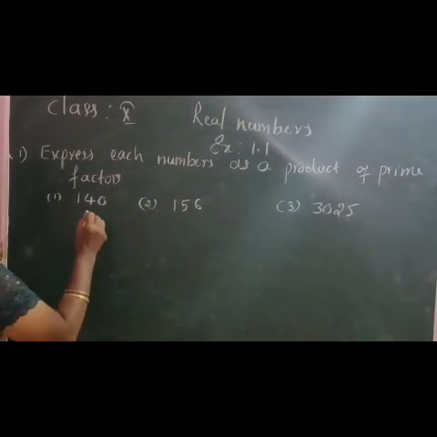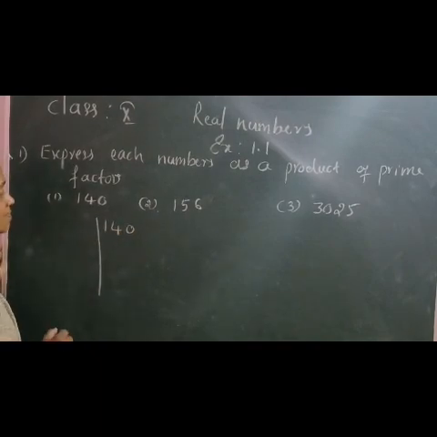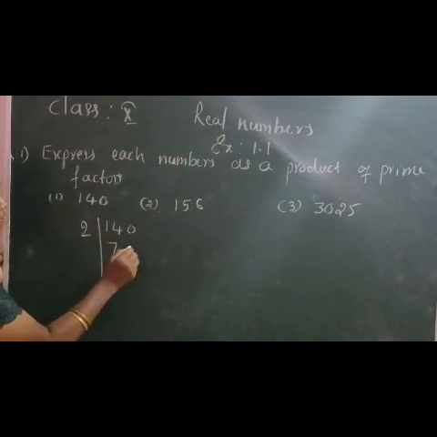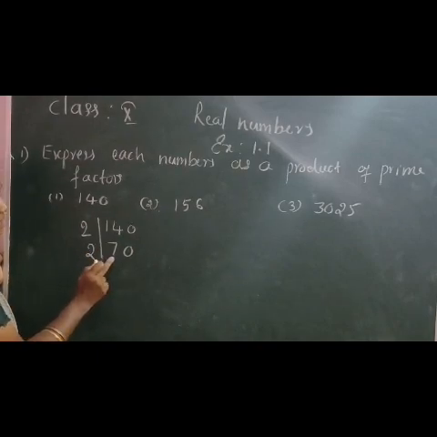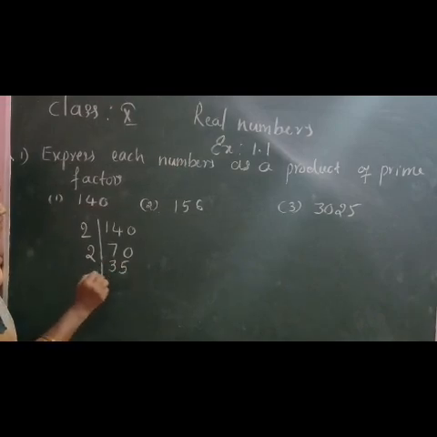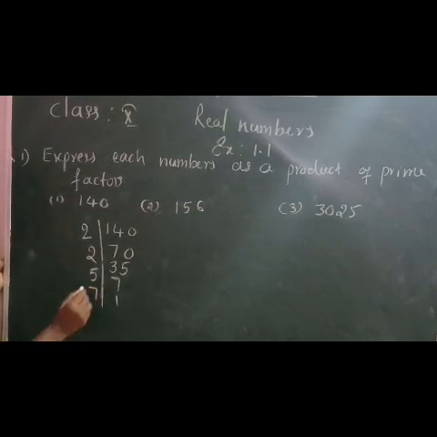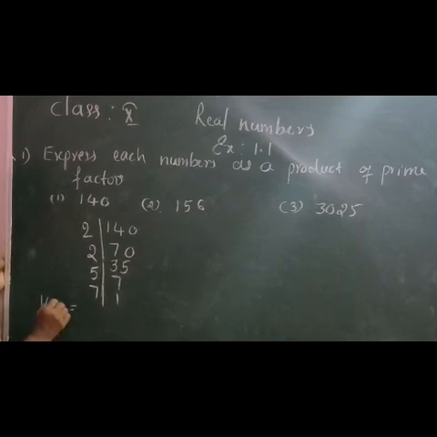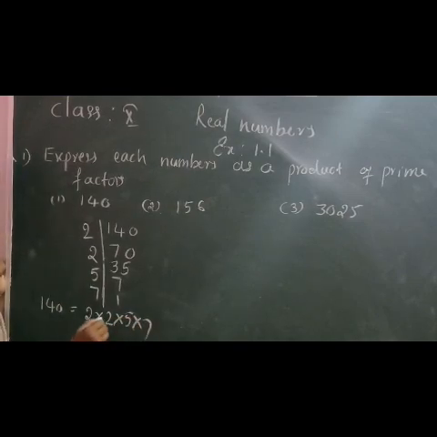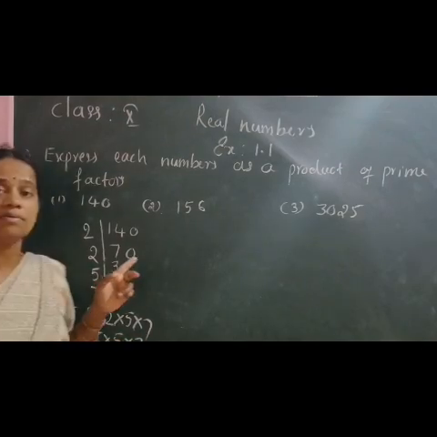So let us start here. The first number is 140. Do the factorization using the factorization method. This is an even number, so divide it by 2. 2 times 70 is 140, and 70 is again an even number. 2 times 35 is 70. 35 is an odd number, so it is divisible by 5: 5 times 7 is 35, and 7 is 7 times 1. So 140 is equal to 2 into 2 into 5 into 7. The correct answer is 2 square into 5 into 7. So this is about the first question.